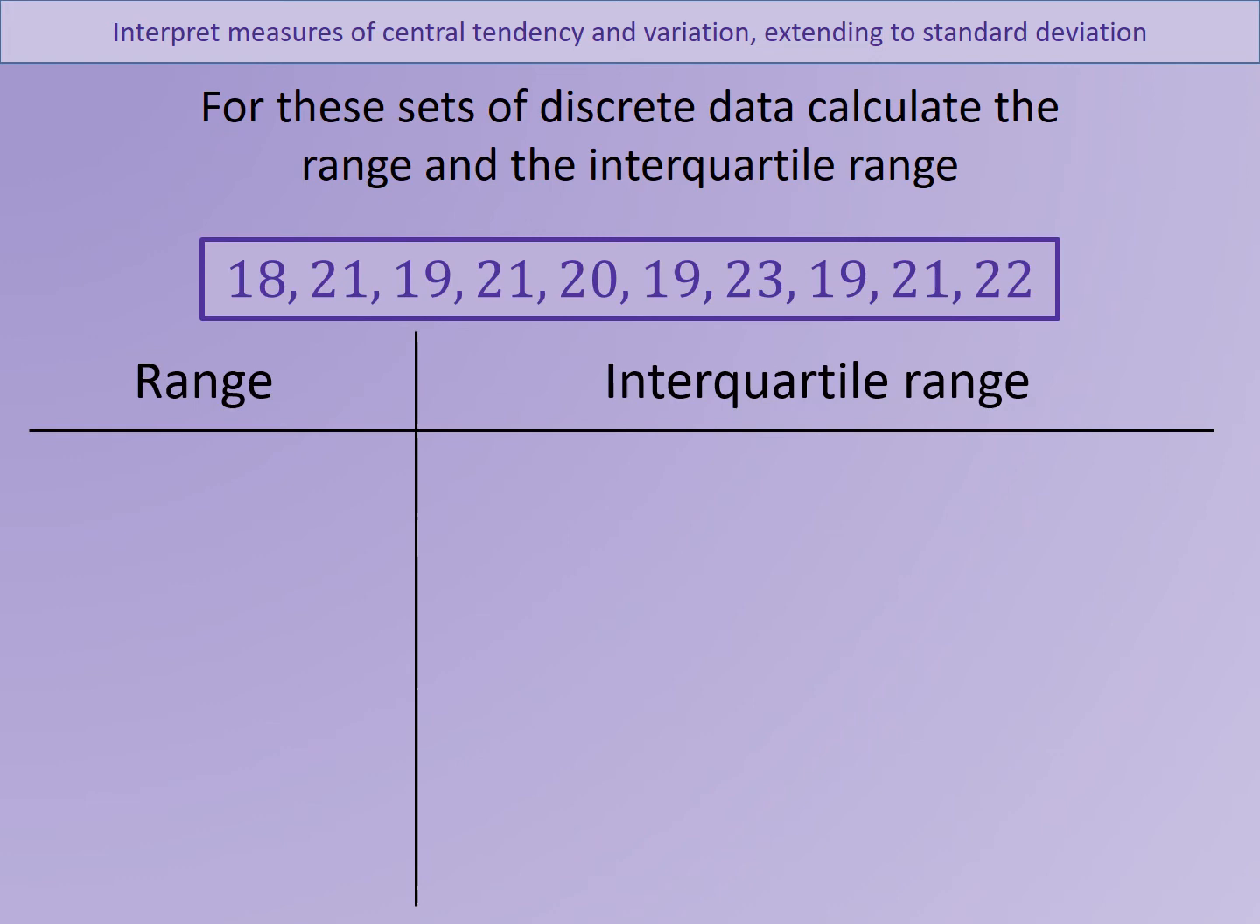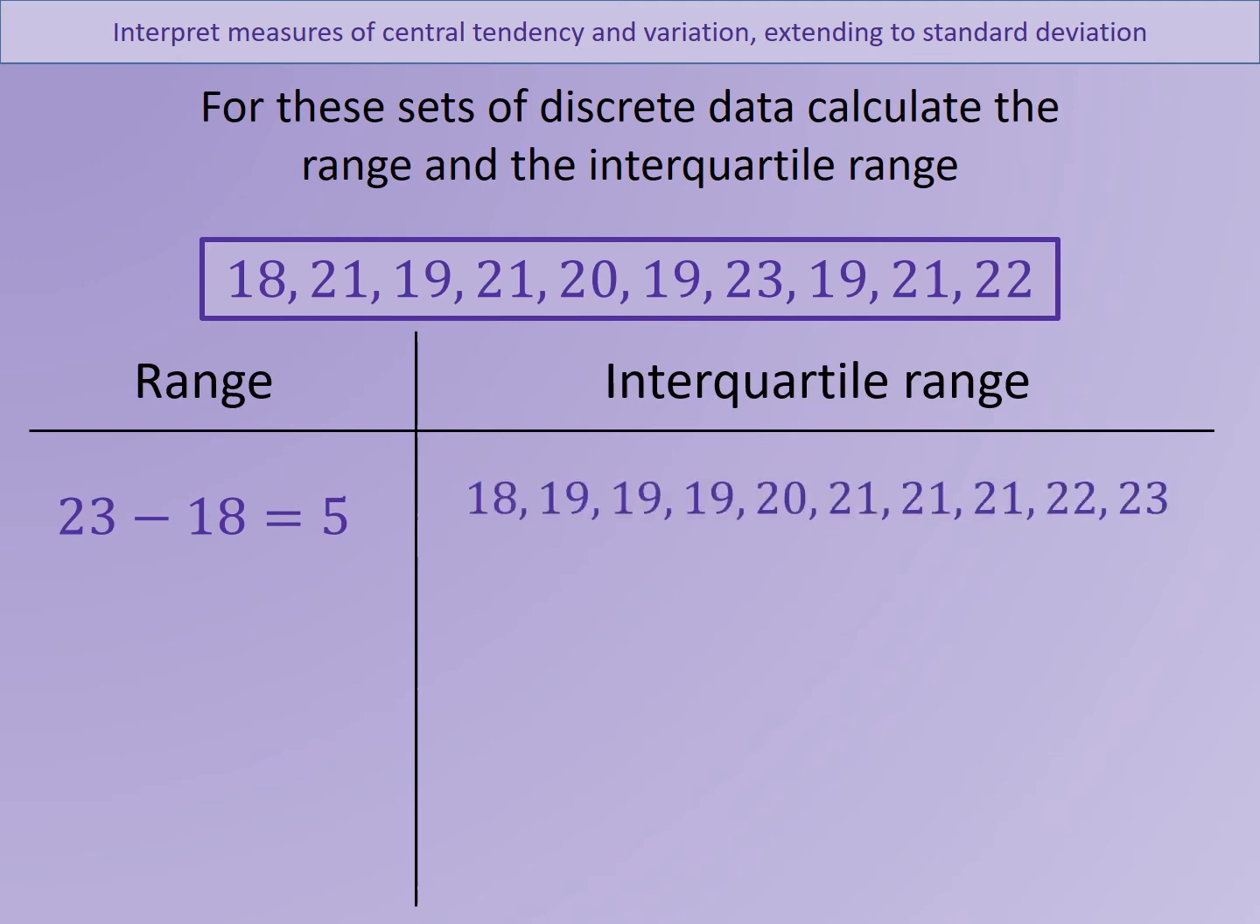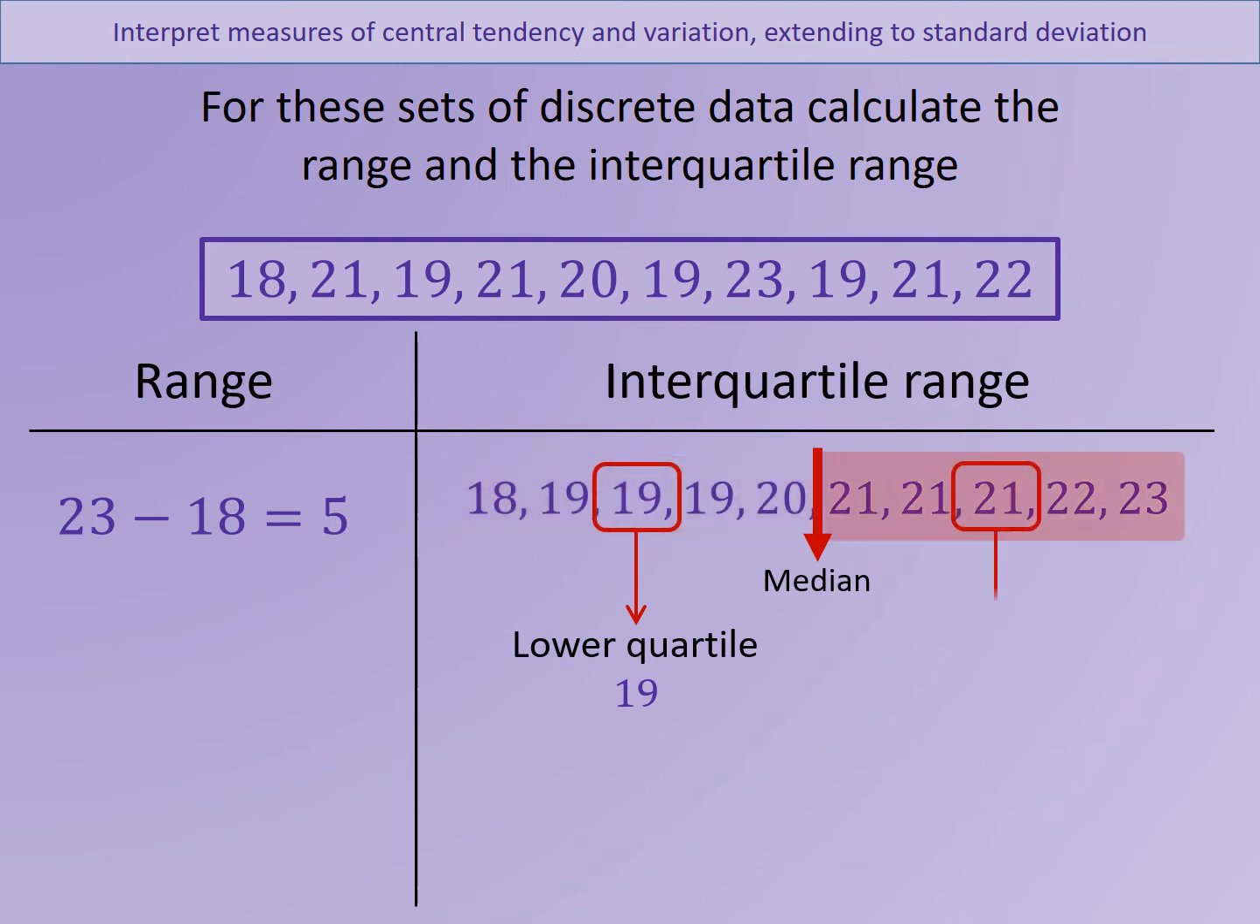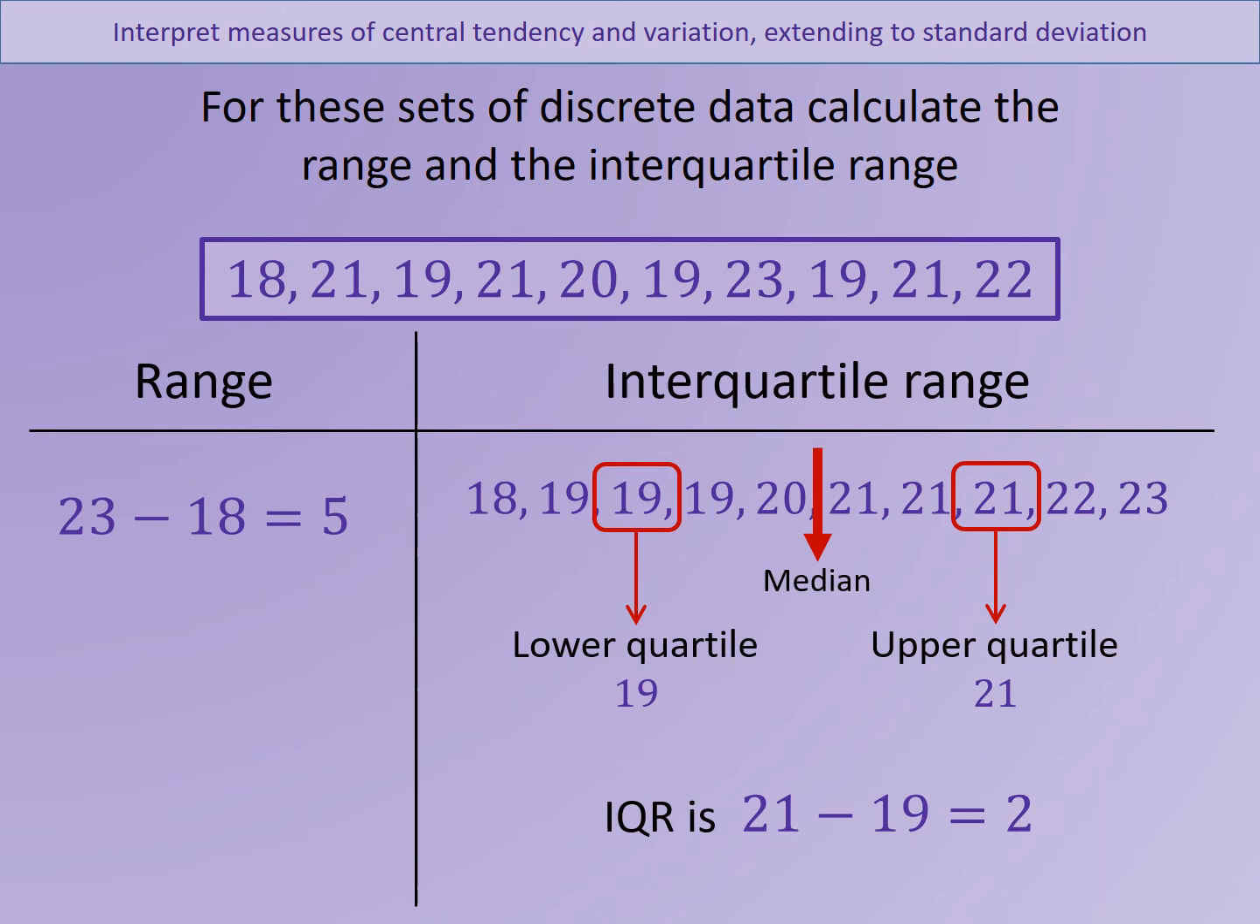For the range, we need to identify the largest and the smallest value and subtract them. And for the interquartile range, we need to put the pieces of data in order and work out the median mark, that's the halfway point. We then work out the middle of the lower section, that's the lower quartile, which is found at the 25% mark, the quarter mark, and that is 19. And then we work out the 75% or 3/4 mark, which is the upper quartile, and that is 21. So the interquartile range is the difference between these two values.